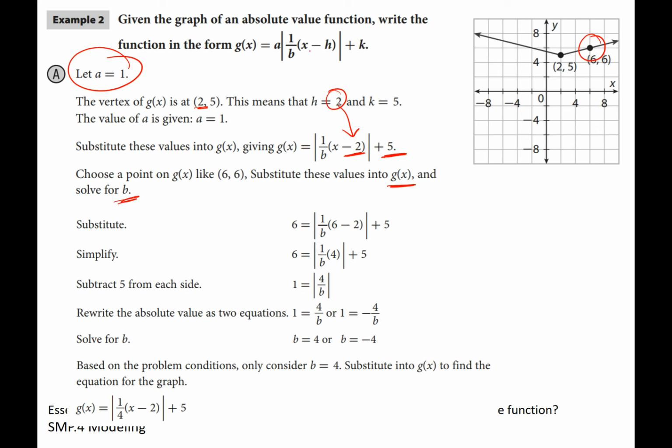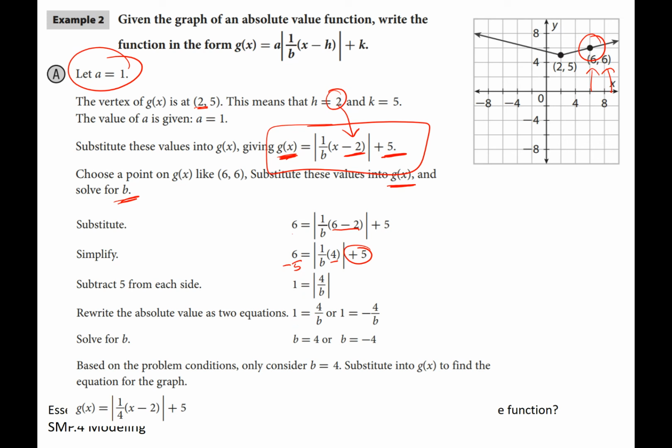So all we're going to do is take this function, plug the y value in for g of x, which happened to be a 6, plug the x value in, which also happened to be a 6 for the x, and then we're going to solve for b. So they plugged those values in with the vertex in there. 6 minus 2 is 4. Then they took this 5 and moved it to the other side. You'd have to move it by subtraction. So you're going to do 6 minus 5 is 1.